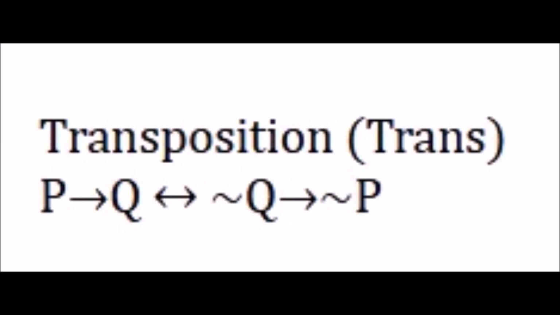as well as not S, arrow, not C. Thus, the rule of transposition. A conditional proposition is materially equivalent to the converse of its negated constituents.